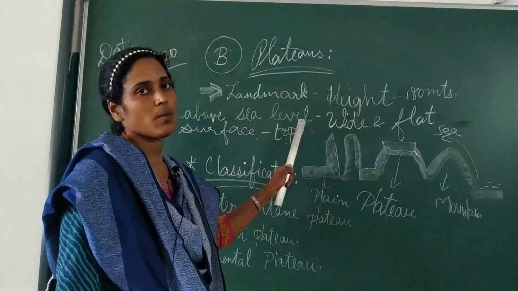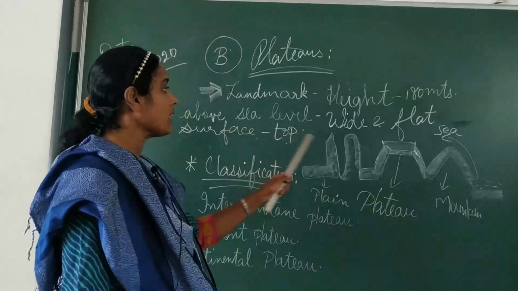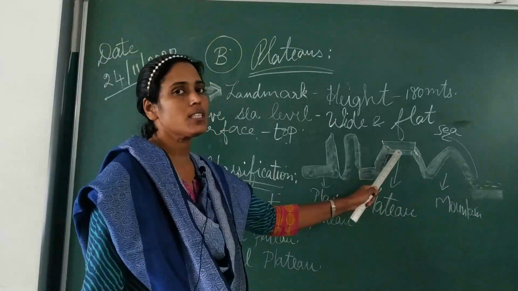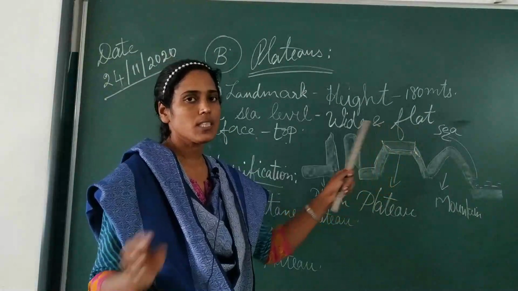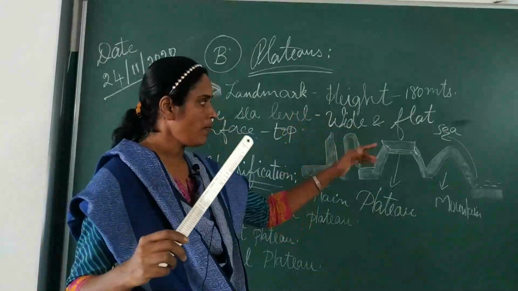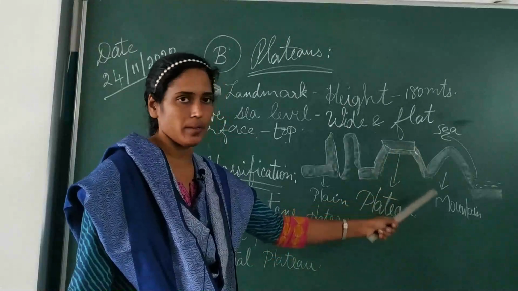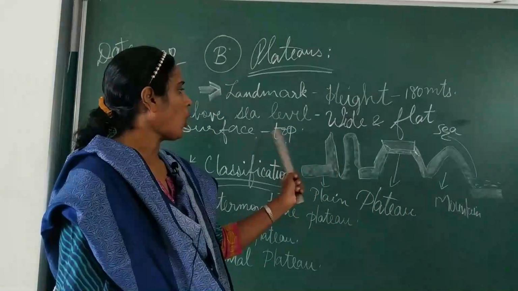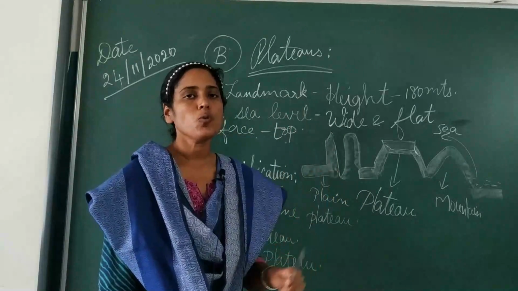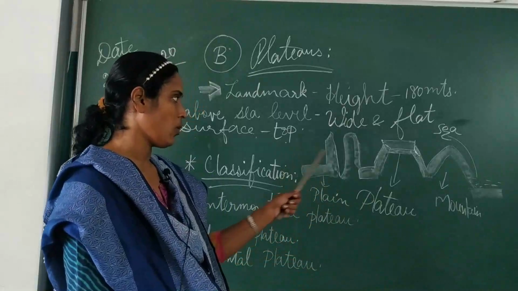But there is a difference between a mountain and a plateau. A plateau has a wide and flat surface. See, students, the diagram here? Wide and flat, just like a table. A table is flat on the top and it goes like this. In the same way, this area will be flat on the top. So the topmost portion of a plateau will be flat and wide, so it is also known as a tabletop landmark. A plateau is known as a tabletop landmark because it looks like a table.